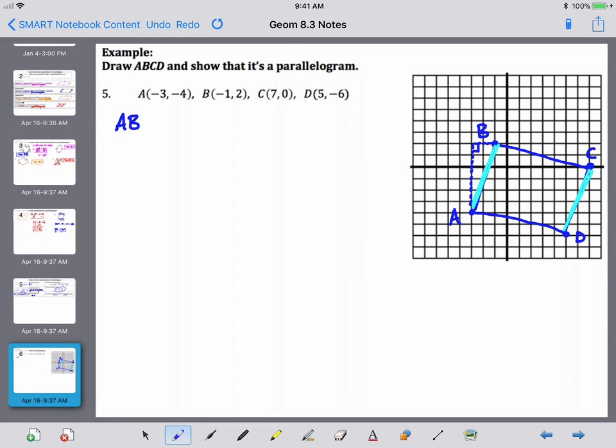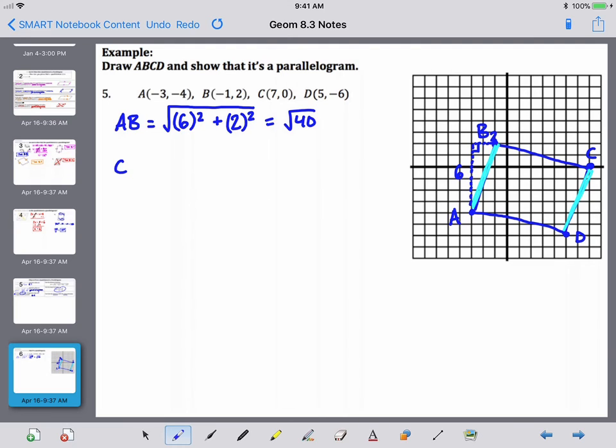So I notice this vertical length is 6, and this horizontal length is 2. So AB is actually just the square root of that one leg squared, so 6 squared, plus 2 squared. All right, so if you would calculate that, 6 squared is 36, 2 squared is 4, so 36 plus 4 is 40. So AB is the square root of 40 units long. I'm just going to leave it like that.